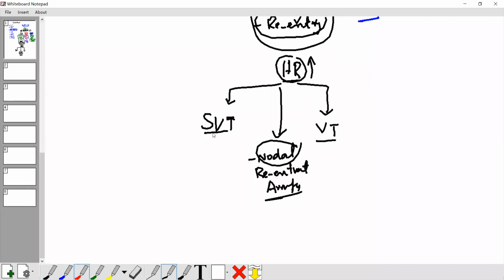Understand? In supraventricular tachycardia or tachyarrhythmia, the important things are atrial flutter and atrial fibrillation. Then we have ventricular tachycardia and ventricular fibrillation. Clear? So these are all tachyarrhythmias.